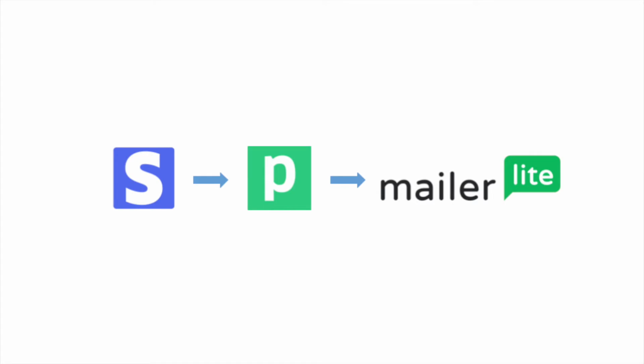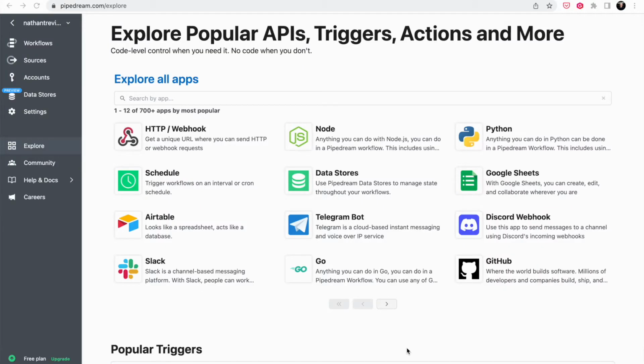Pipedream is a really fantastic application that lets you create different workflows to do a whole bunch of different things and connect up different apps from across the internet. Obviously, what we're going to use it for today is a very simple scenario and just a drop in the ocean of what Pipedream is capable of.